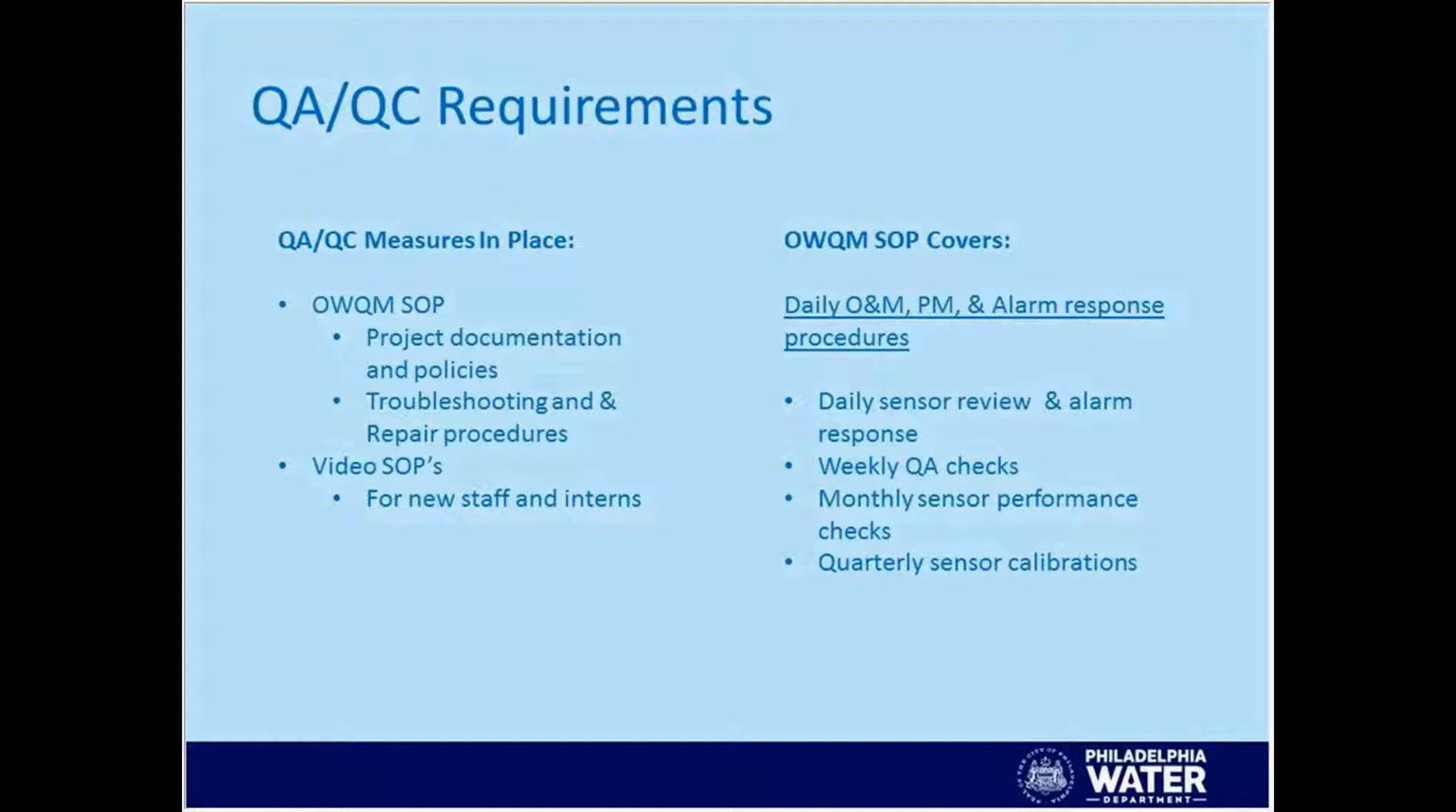They go through weekly QA checks. We do a check on every single station every week. We do a monthly sensor performance check, which is a little more advanced. We use buffers and reagents, and every single station, every sensor gets calibrated every 3 months regardless, and that's merely to preserve the integrity of the data. So there's a lot of effort involved in what we're doing here.